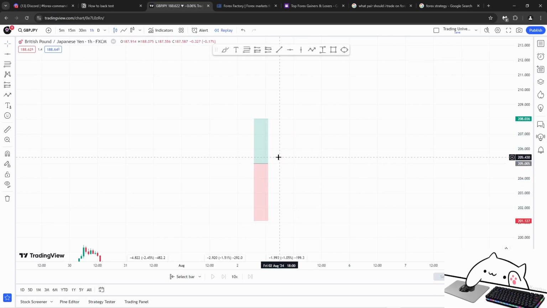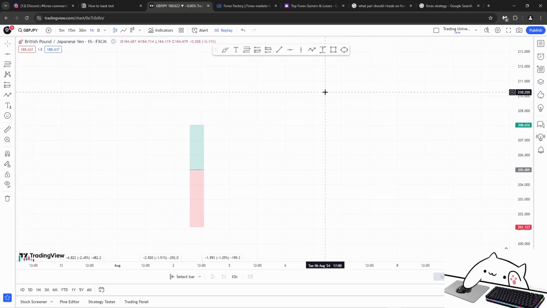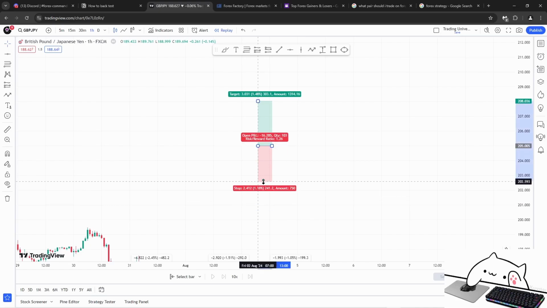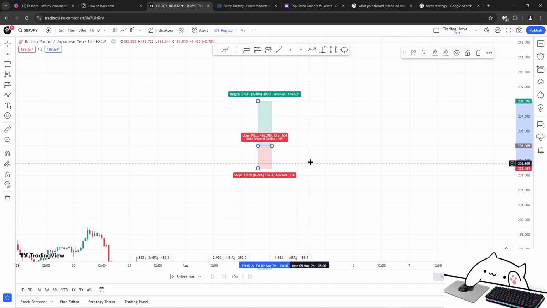Now, here's the risk ratio. A risk ratio is like 1 to 2, 1 to 3. So we're going to be aiming for 300, with 150 on the stop loss. This is a 1.5, is it? No. It's a 1 to 2 ratio.